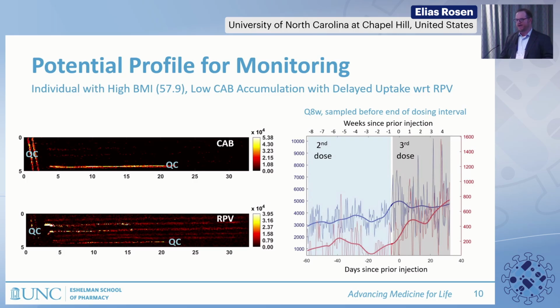So I wanted to also provide an example of a profile in which there may be some indication that further support or monitoring could be warranted. This is from an individual with high BMI where both low cabotegravir and rilpivirine accumulation were apparent throughout the retrospective window of analysis. And in the proximal portion of the most recent dosing interval, there's also at least a suggestion or indication that there may be delayed uptake of cabotegravir from the most recent injection with respect to rilpivirine.